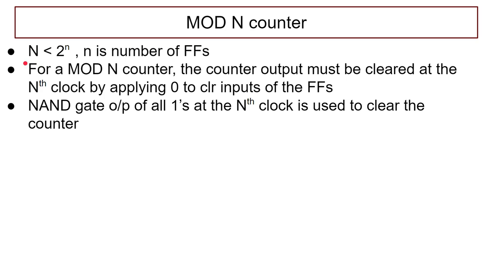So in order to clear the flip-flops at the nth clock pulse, normally a NAND gate is used, to which the outputs of all the flip-flops that are taking value 1 at the nth clock pulse are applied as the input, so that the NAND gate output becomes 0 at the nth clock pulse, and this NAND gate output is used for clearing all the flip-flops in order to reset the counter to 0.